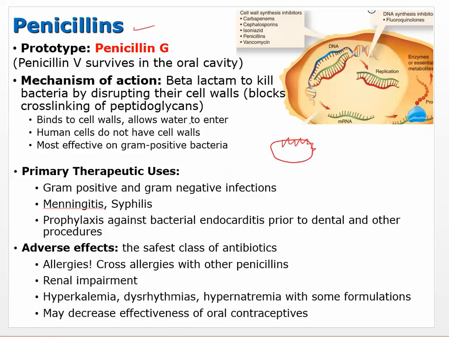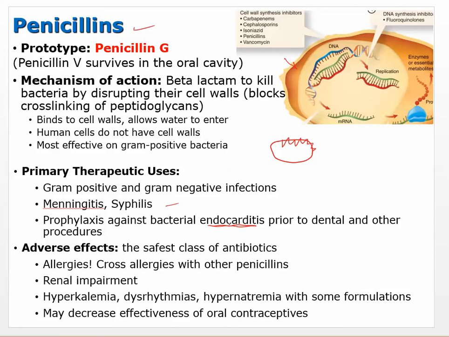So it binds to cell walls, which allows water to enter, and messes up their ability to hold in all that water pressure. Humans don't have cell walls, so that's nice. Most effective on gram-positive, but like I said, can work on gram-negative now too. Primary therapeutic use: gram-positive and gram-negative infections, meningitis, syphilis, prophylaxis against bacterial endocarditis. That goes back especially to dental work.